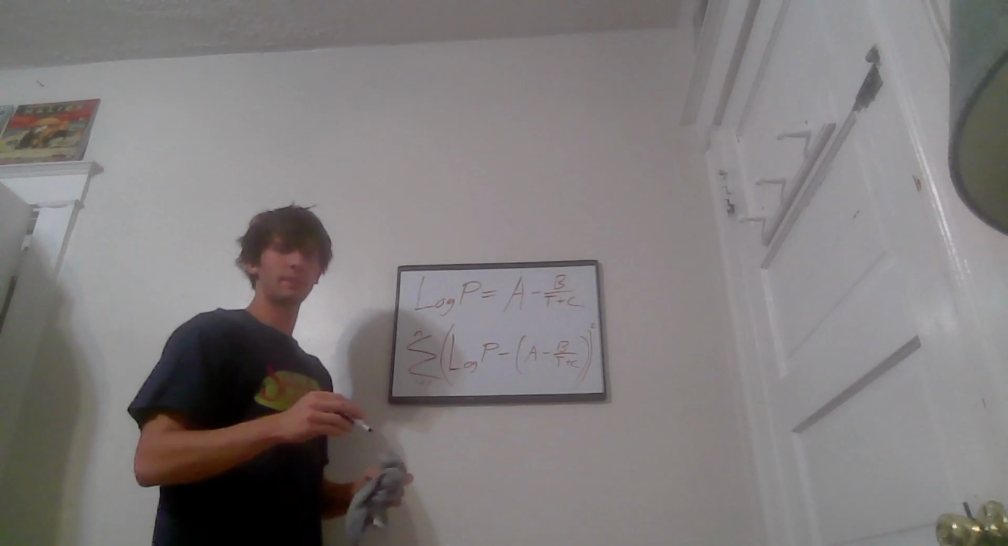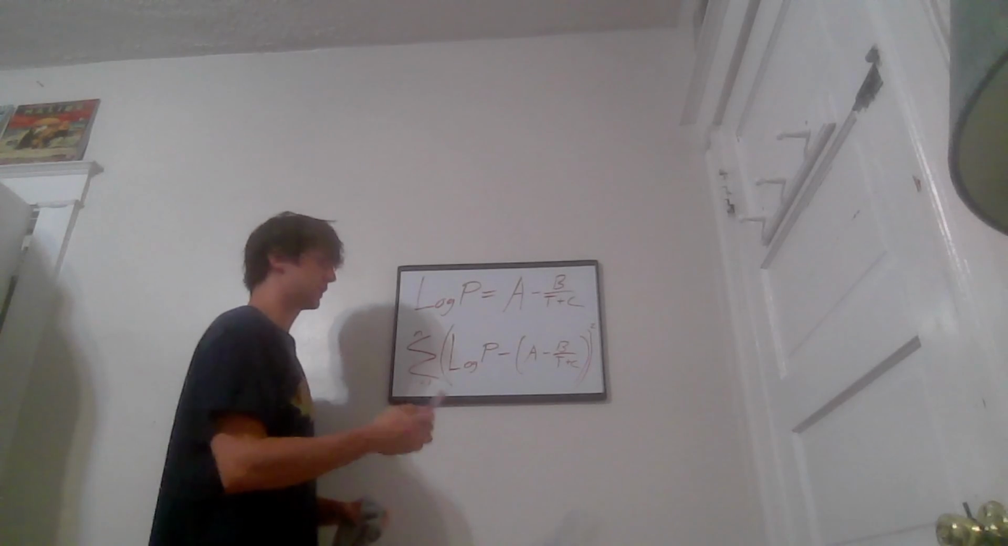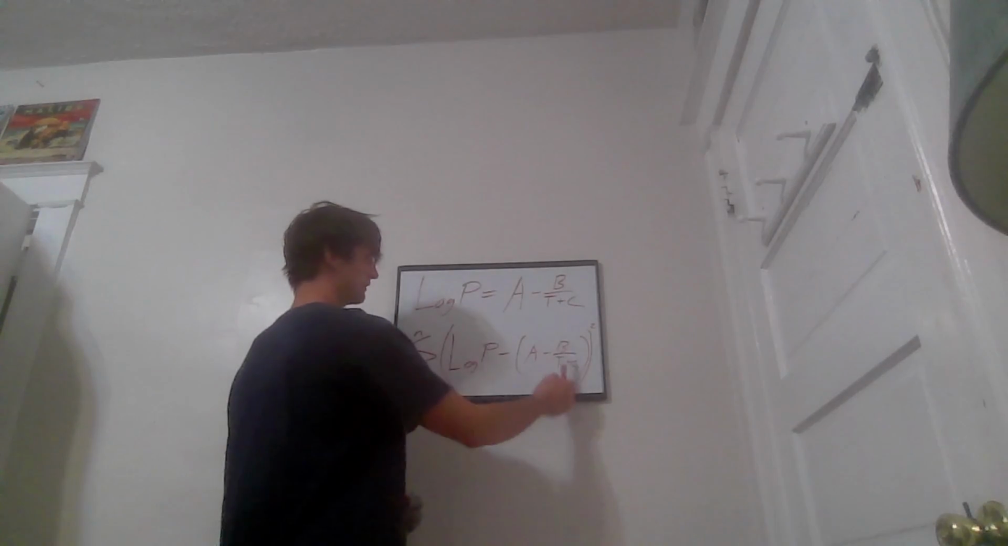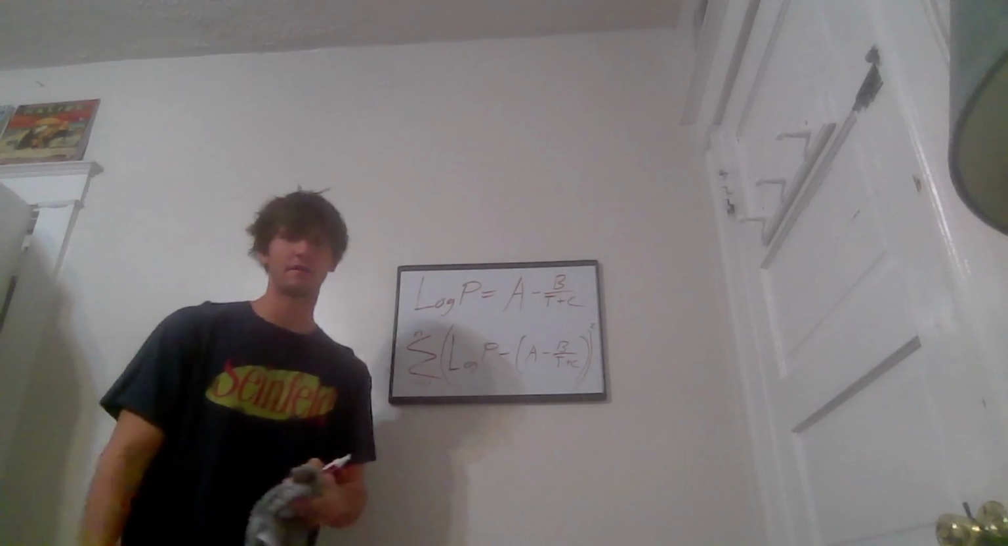And what this sum squared error is going to depend on is changing A, B, and C and getting different test values for those. And we'll see how to do that later.